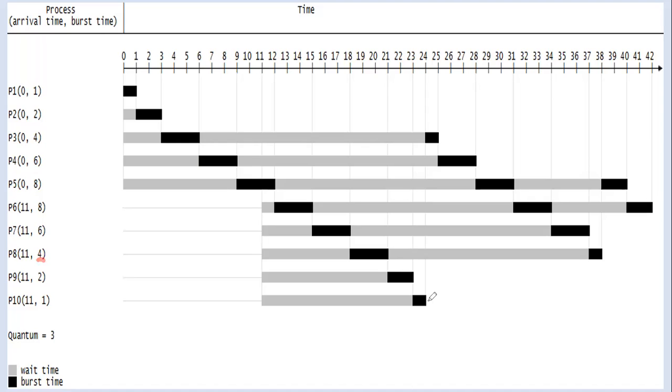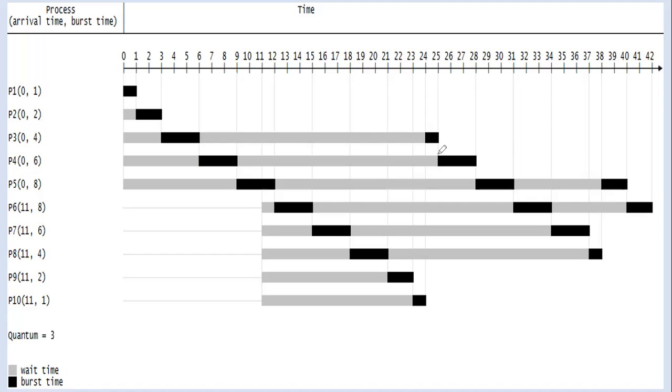They will now be attended to again based on their arrival in the queue. So the first process to be attended to, which has of course been waiting for quite some time, will be process 3. Process 3 had a balance of 1, so it will be allocated the processor, and therefore it will complete being attended to at time 25.